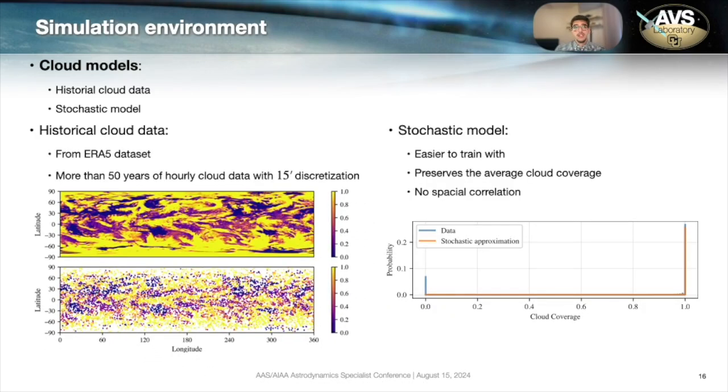In addition to the historical cloud data, we have a stochastic model. It's easier to train with because you don't need to store large datasets, and it also preserves the average cloud coverage that we saw in the dataset. One of the main differences is that we don't have spatial correlation. In historical cloud data, targets that are very close together will have similar cloud coverage, and that's not true for the stochastic cloud model. They can have very different cloud coverages. You can refer to the paper to learn more about this stochastic model and how we constructed it.